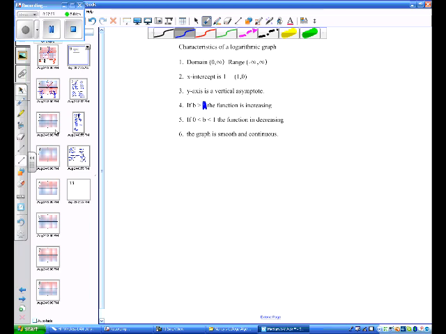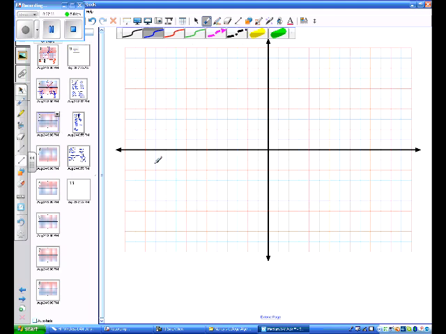Let's just look at a couple where we do it by transformation. If we wanted to graph, let's say we wanted to graph that y is equal to log base 2 of x plus 2.